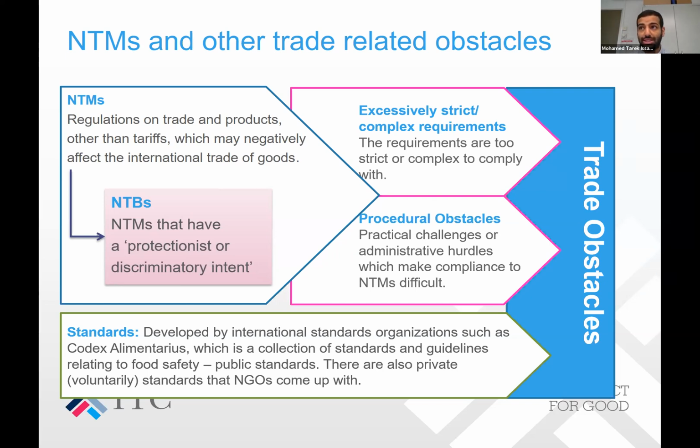Also, we have some private standards. So we have private standards, and these standards are created by NGOs. And again, maybe your buyer is asking to comply with the fair trade standard, or in case of coffee, we have coffee practices. If you don't comply with these private standards, you will not be able to sell your product. Okay, so these are the terms related to trade obstacles.